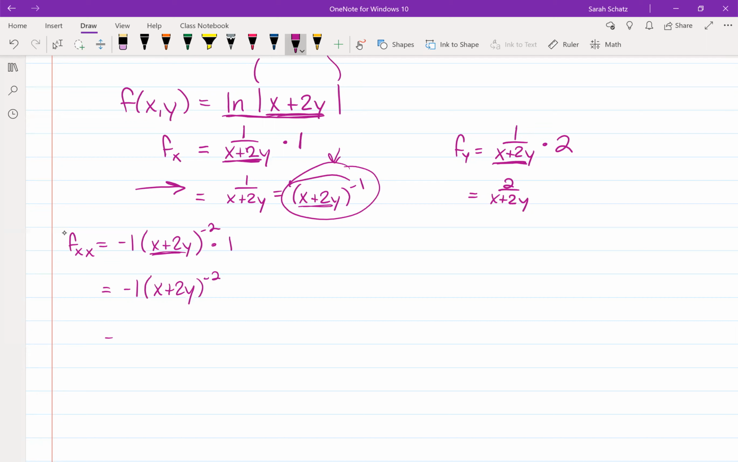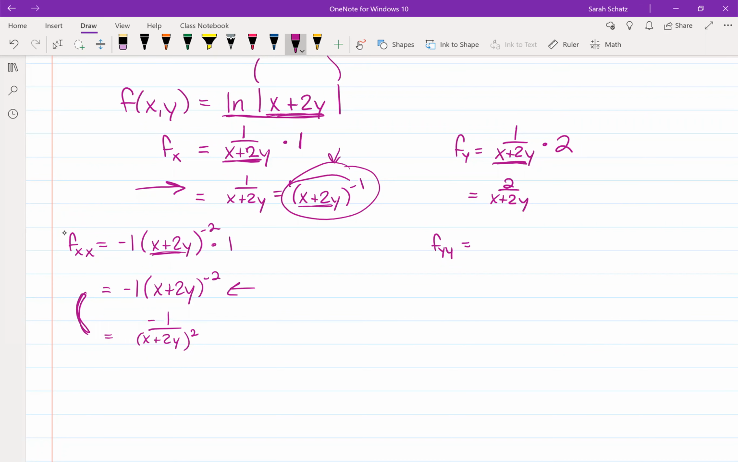You could alternately write this as negative 1 over (x plus 2y) squared, but I don't see a reason. You guys, this is just fine, but you could write it either way. If you like the fractions, if you like the negative exponents, it's whatever you like. MATLAB should take it both ways. So this is fxx. Let's find fyy.